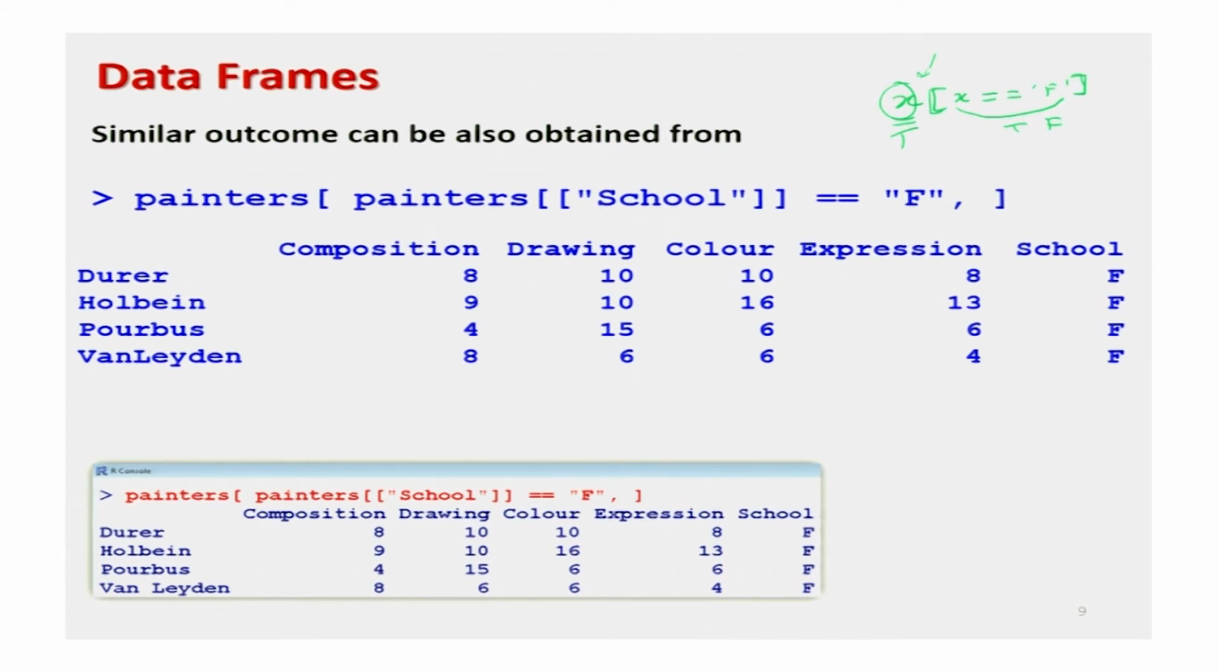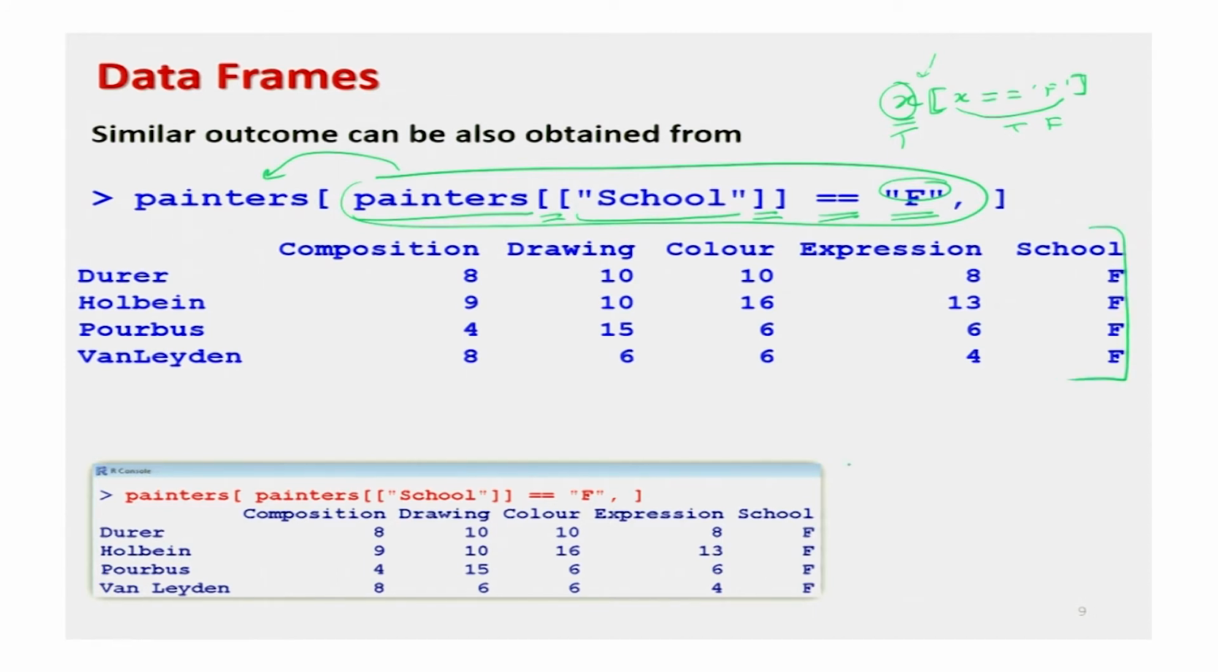So if you want to use that type of command also, there is an alternative command. You write painters, and within the double quotes you write the name of the variable, that is school, and it is logically equal to F, and F is inside the double quotes. Then you write which values under this condition have the value true, inside the data frame painters. It will also give you the same value here. So here also you will get the same outcome.